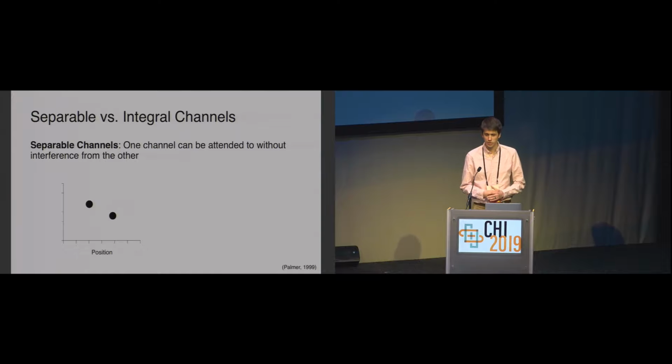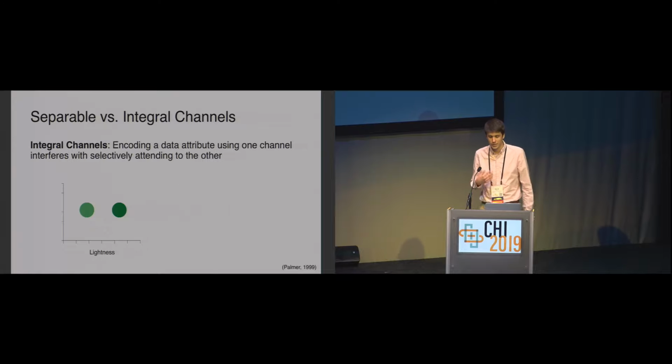So separable channels is when one channel can be attended to without any interference from the other. So for example, if I encode data using position as the first channel, and encode additional data using color as the second channel, I can determine the position of these marks no matter what color they are. And I can determine the color of these marks no matter where they are in the scatter plot. So there's no interference.